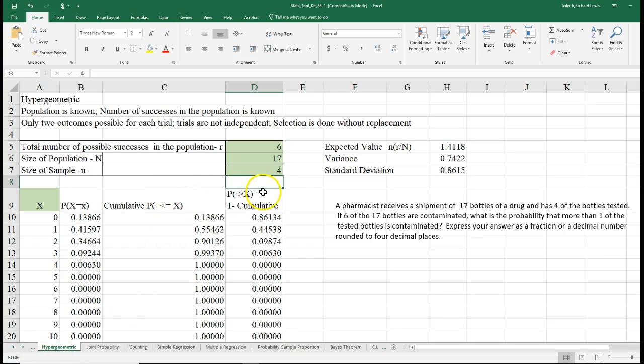So even if you didn't have this 1 minus cumulative column in your toolkit, with the second column of the cumulative probability of less than or equal to X, you would know to subtract that from 1 to get the probability of greater than X, or greater than 1.